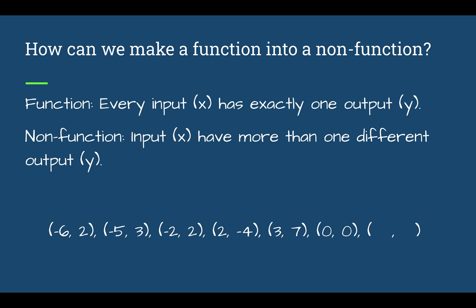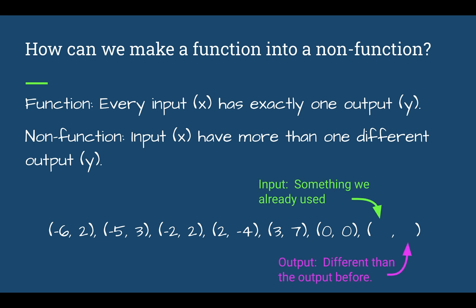If we want to make it into a non-function, we just need to choose an x value that's already there and then make it go to a different y value than it was before. So let's say 3. I just picked a random point. I'm going to use 3 as my input, and it already went to 7. So I just need to make it go to something different than 7. So 4. Now my input of 3 goes to 2 different outputs. It's no longer a function.